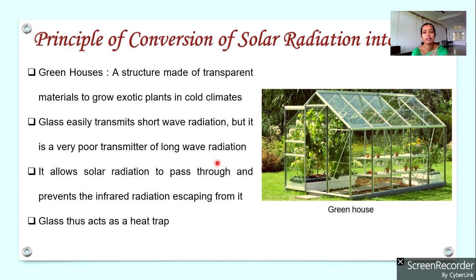In the initial part we said that the basic principle behind this heat conversion process is the greenhouse effect. Now, why is this called the greenhouse effect? How has this phenomenon got that name? Let us see. What are actually greenhouses? Greenhouses are structures made up of transparent materials, usually glass, to grow exotic plants in cold climates. Exotic plants means plants which are brought from some other countries.